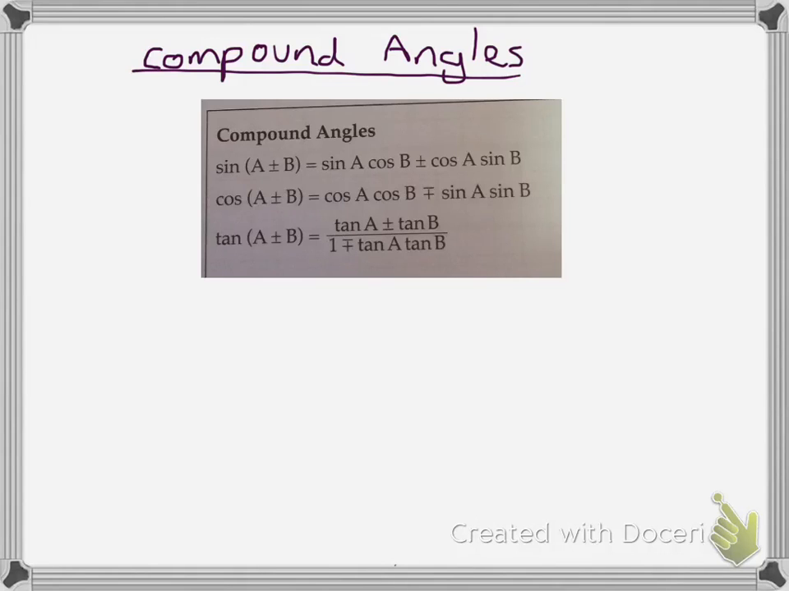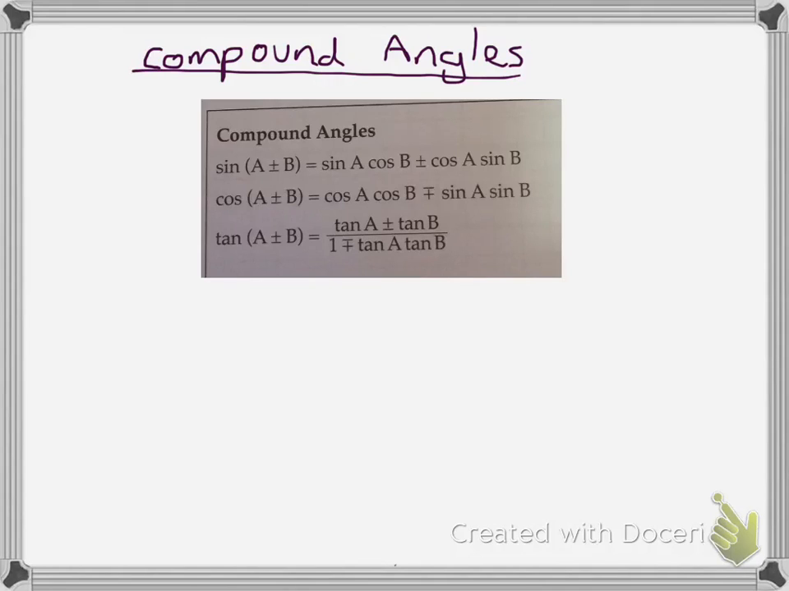Notice for the cos on the next line, cos of A plus or minus B. On the second part, on the expanded part of the formula, the sign's the other way up. So that tells you that cos of A plus B is cos A cos B minus sine A sine B, and cos of A minus B is cos A cos B plus sine A sine B. Then the tan formula, because tan has to be a little bit different, tan of A plus B is tan A plus tan B, all divided by 1 minus tan A tan B, and tan of A minus B is tan A minus tan B, all divided by 1 plus tan A tan B.